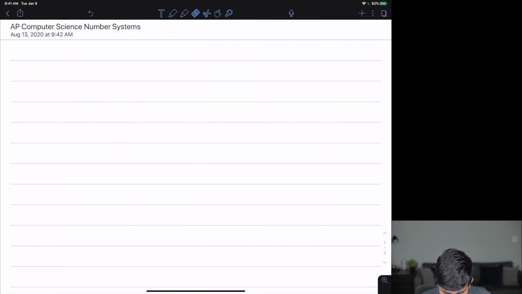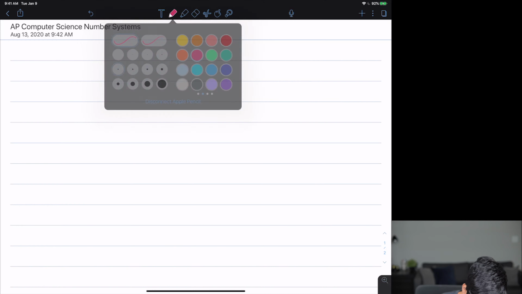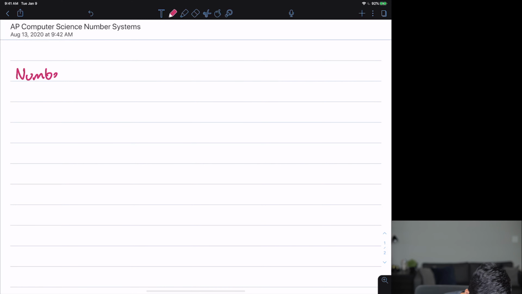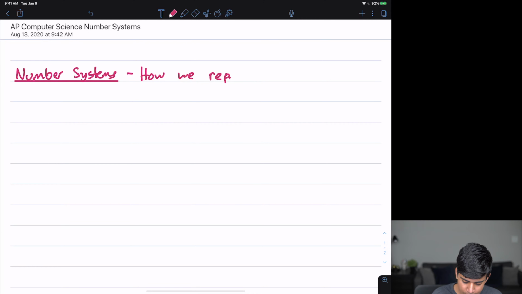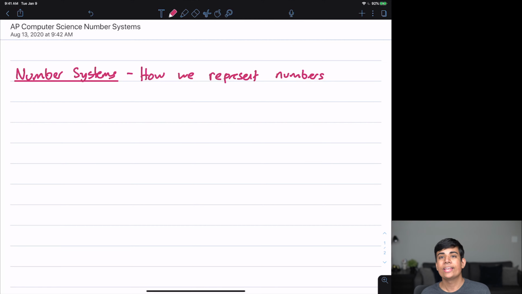All right, so I am back on my tablet over here. When we talk about number systems, what we actually mean is that number systems are basically how we represent numbers. Number systems are how we represent numbers.